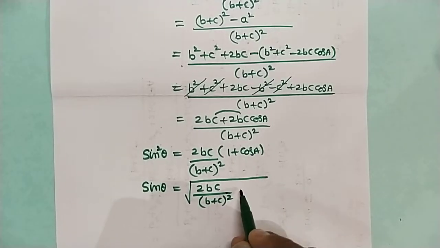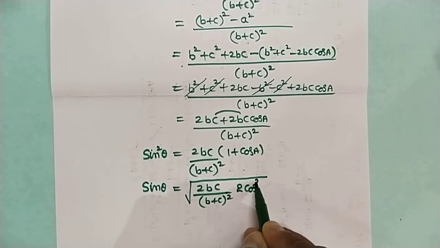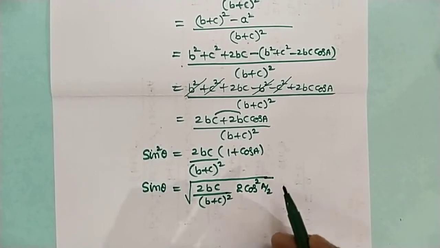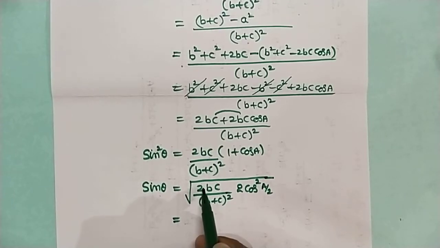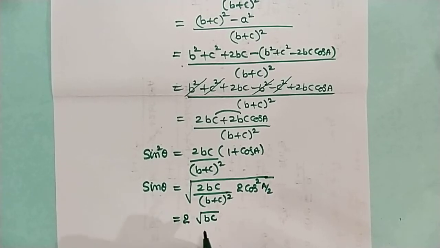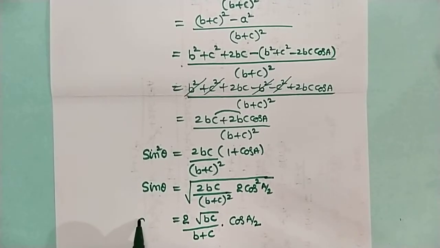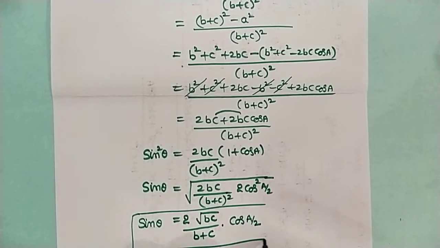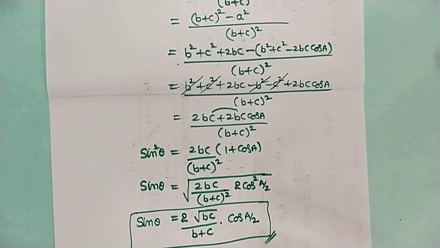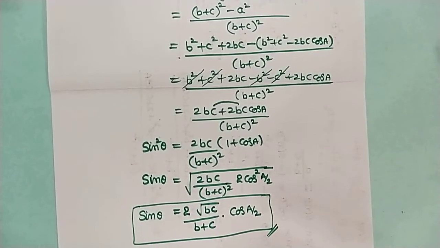1 plus cos A can be written as 2 into cos square A by 2. 2 into 2, 4. 4 we can take outside of the root, it will become 2 root bc. Here the square and root cancel, we will get b plus c into cos A by 2, where here also the square and root will be cancelled. Therefore sin theta is equal to 2 root bc divided by b plus c into cos A by 2.